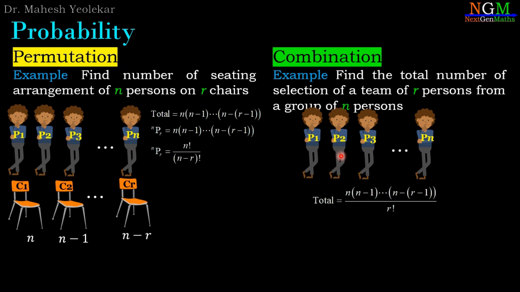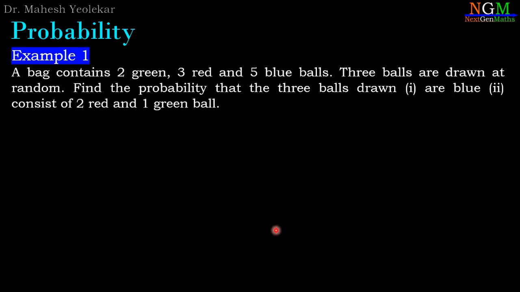That means it is repeated exactly 6 times, which is 3 factorial. So this total number of possibilities is divided by 3 factorial. Similarly, for r persons, it is repeated r factorial times. It can also be written in the form of nCr, that means selection of r persons out of n persons is nPr divided by r factorial. Or in the factorial form, this formula is nCr equal to n factorial divided by (n minus r) factorial into r factorial. Now we are going to discuss examples of probability.